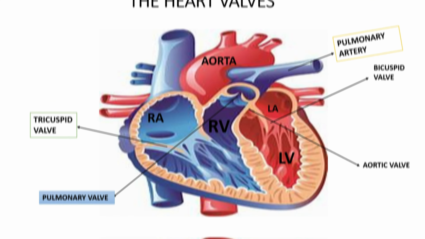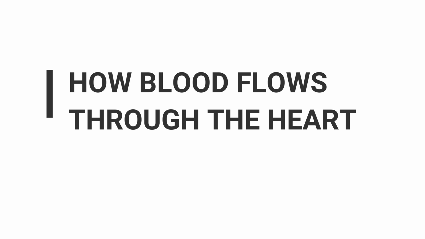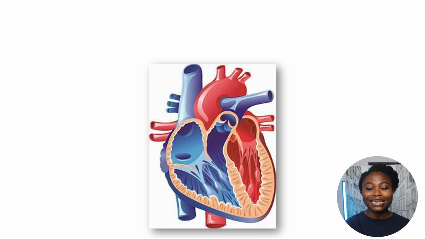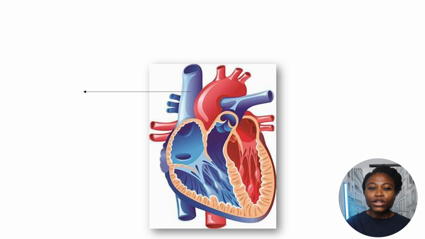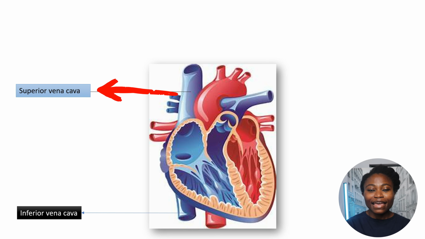So now that we've reviewed some basic structure of the heart, let's review how blood flows through the heart. The first place blood goes into is the right atrium. So deoxygenated blood, which is oxygen poor blood, flows from the body through two large veins called the superior vena cava, which is at the top, and the inferior vena cava, which is at the bottom.